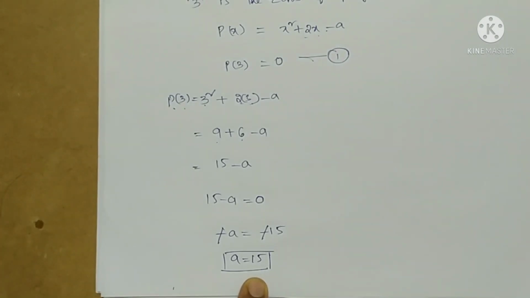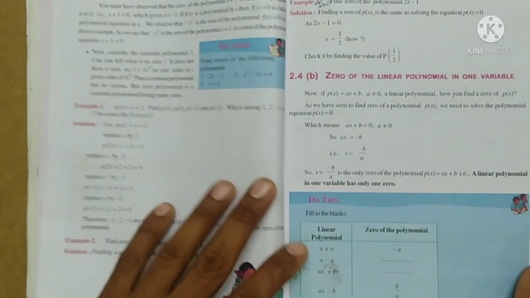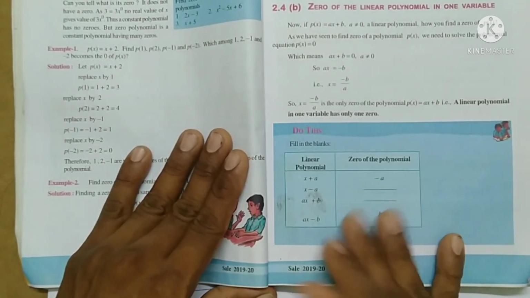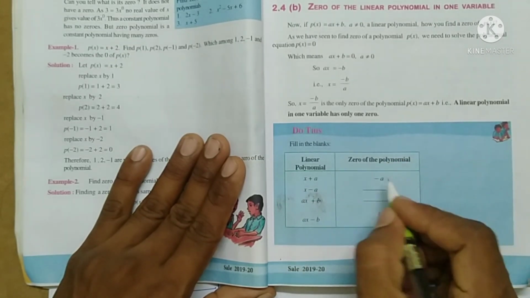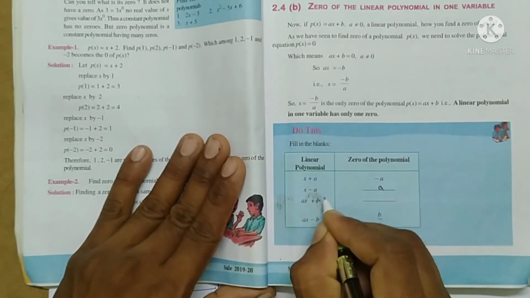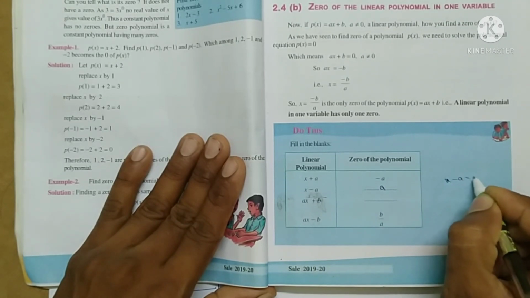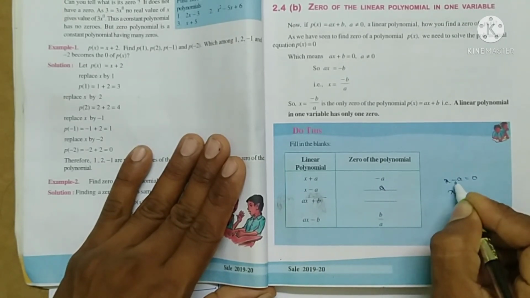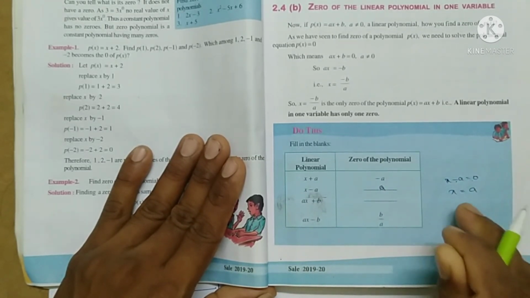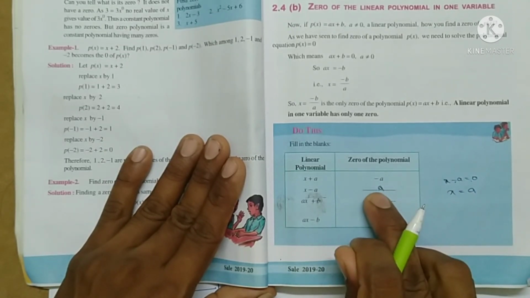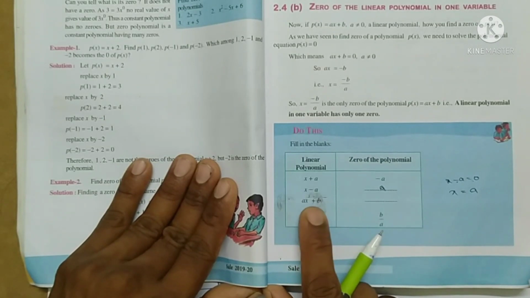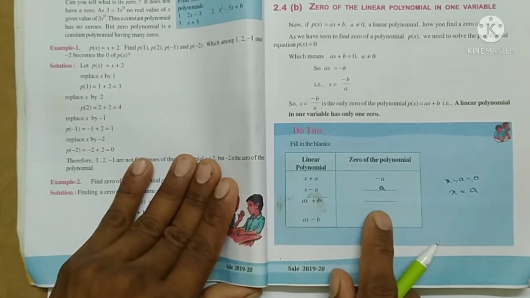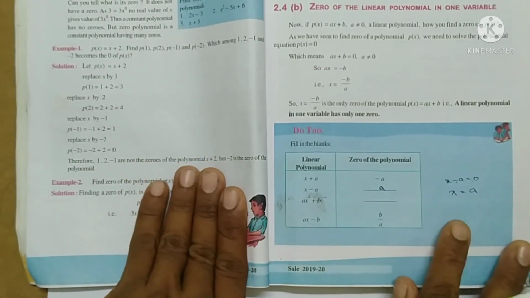Okay, my dear students, do this fill in the blanks. Here x minus a, equating to 0: x minus a is equal to 0. x is equal to minus a, which transposes to plus a. Here a is the zero of the polynomial. Next one, ax plus b is equal to dash. This is your homework.